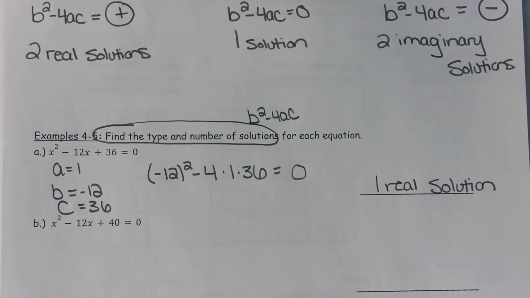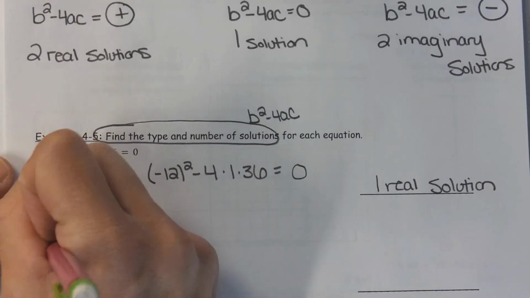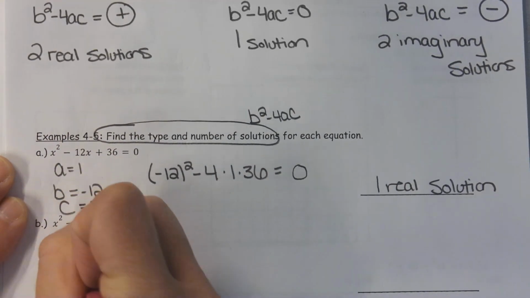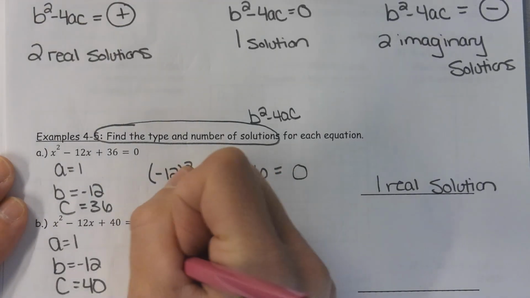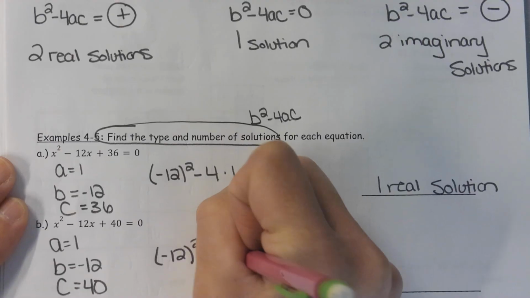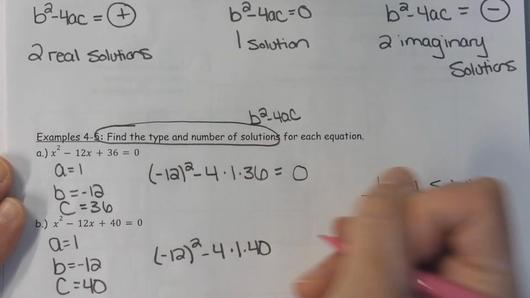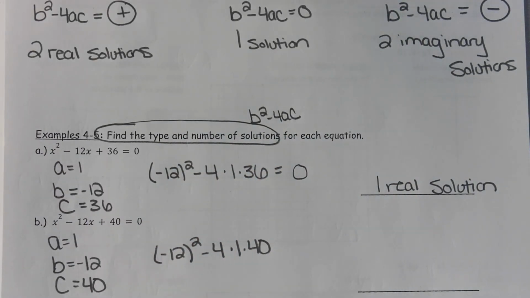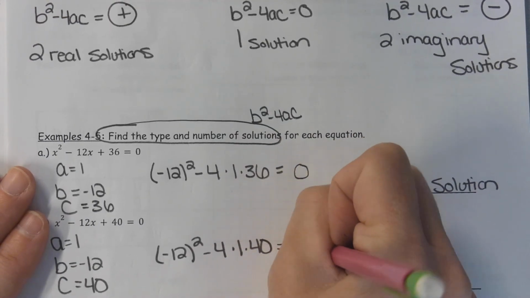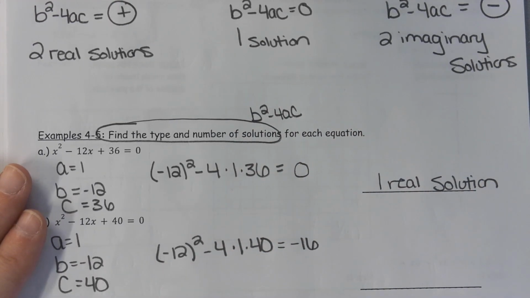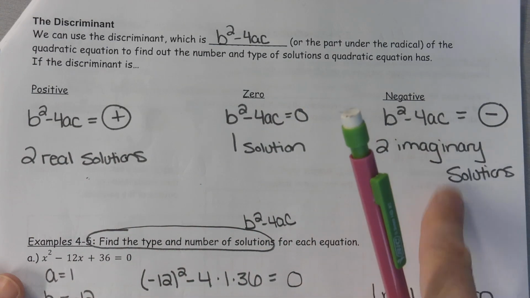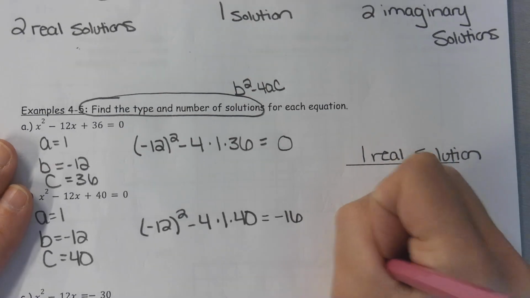All right, part B. What's A? 1. What's B? What's C? 40. Okay. B squared minus 4 times A times C. Well, this one's looking negative to me. What do we get? Yeah, me too. Negative 16 means what on my list of things up here? 2 imaginary solutions.